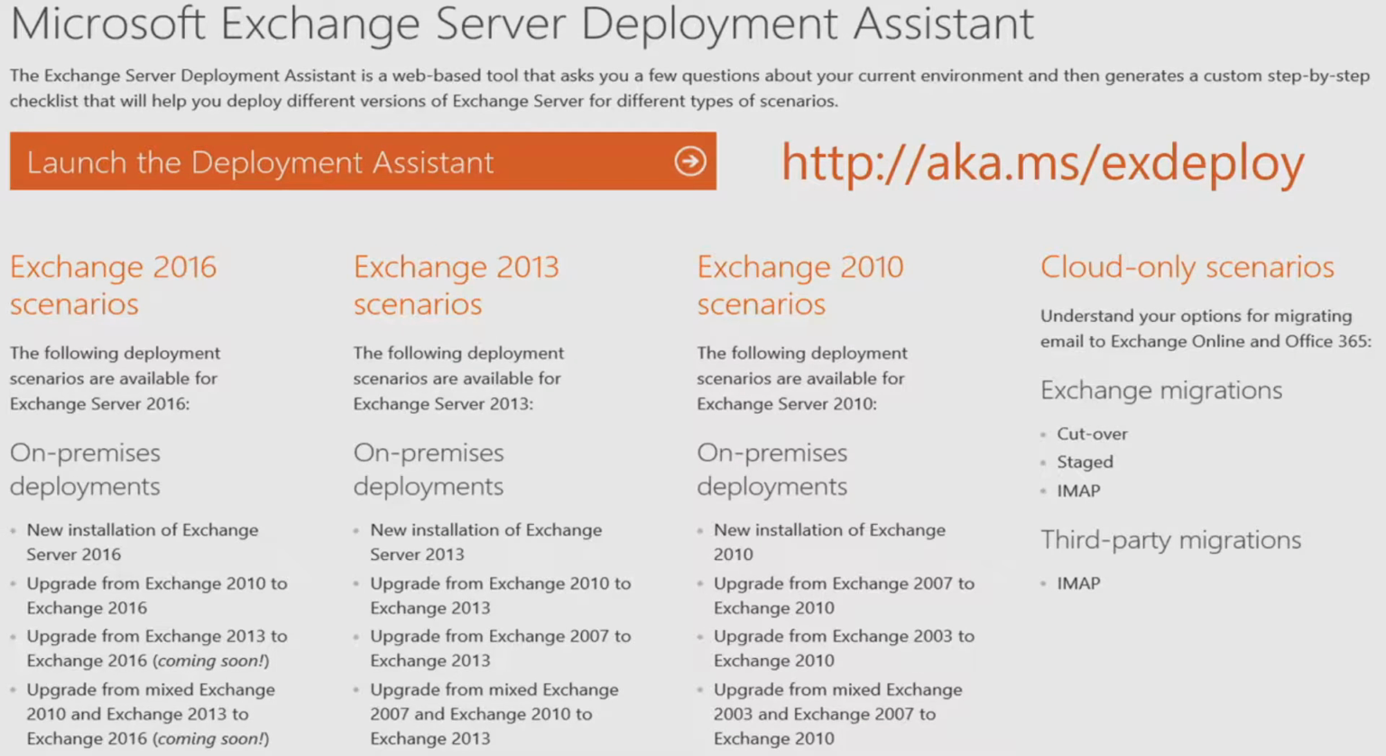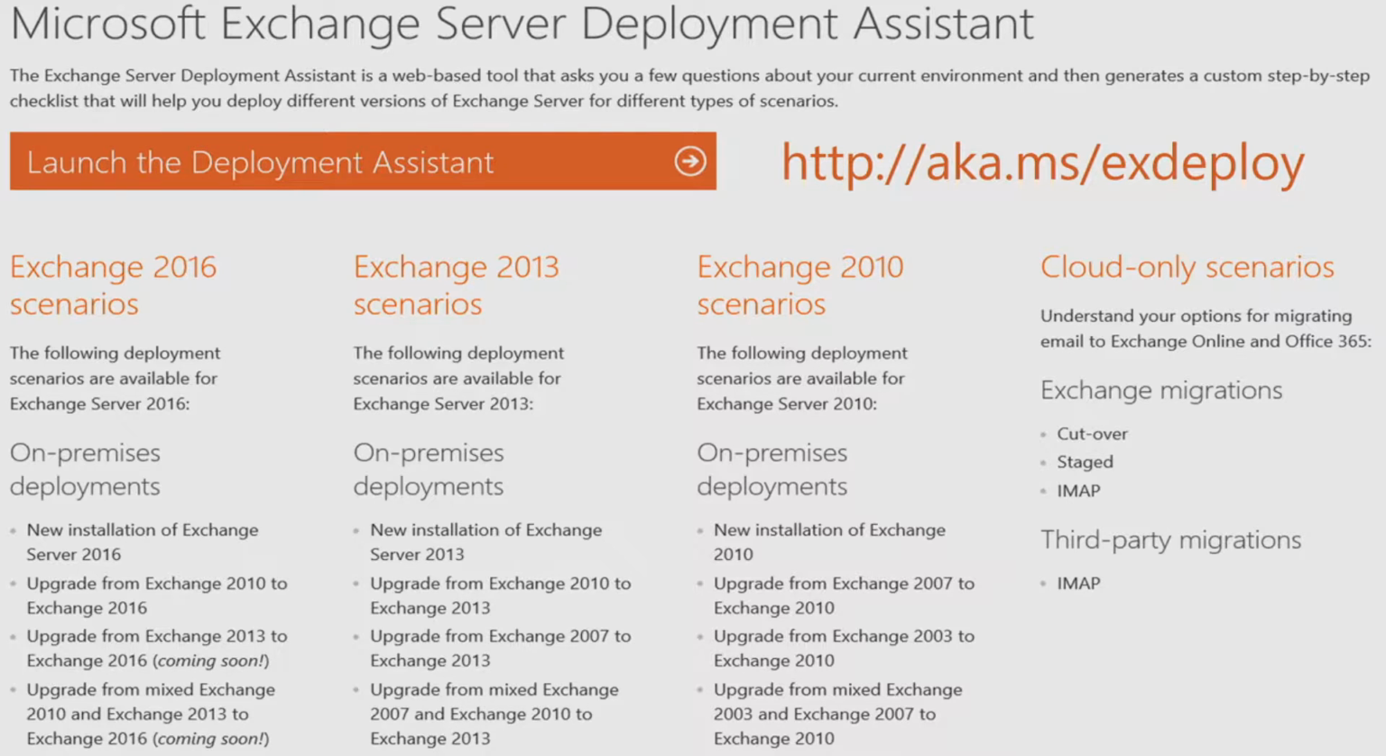A couple things I want to point out, though. If you go to the website today, which you can get to with that short URL, you'll see under the Exchange 2016 scenarios, it says coming soon for a couple of them. The coming soon is actually just an oversight on our part. Those scenarios are there and in the tool and available for you to use today. We just forgot to take the coming soon off the web page. So we've got a bug and an action item to do that. So the coming soon is going to disappear.